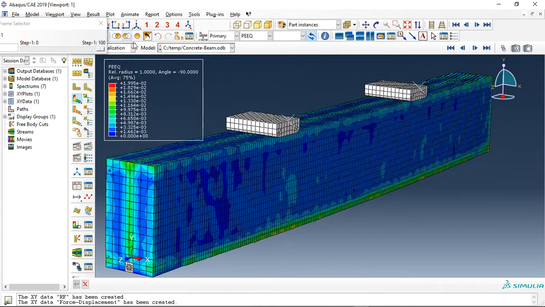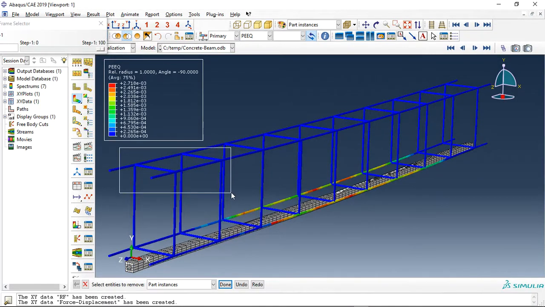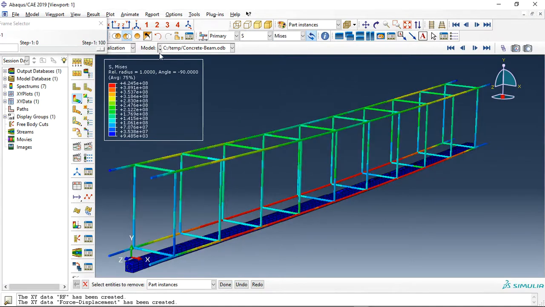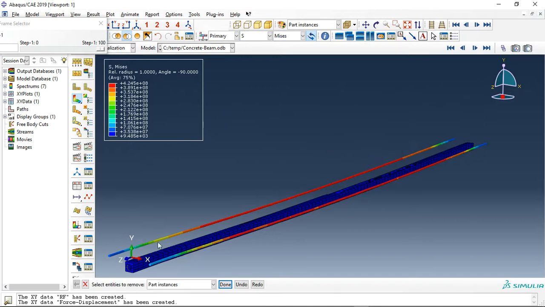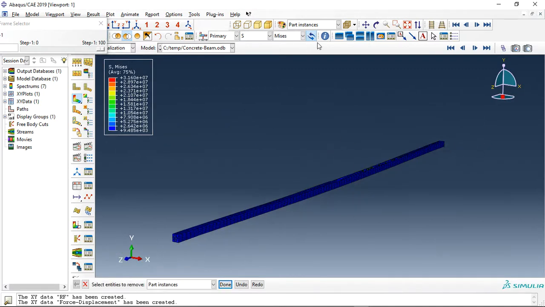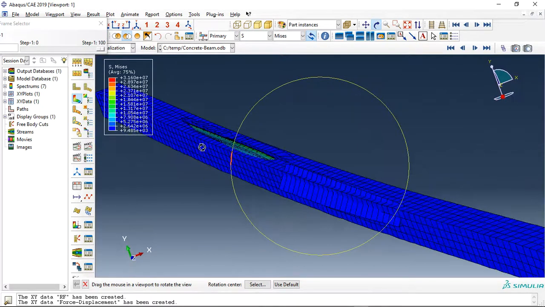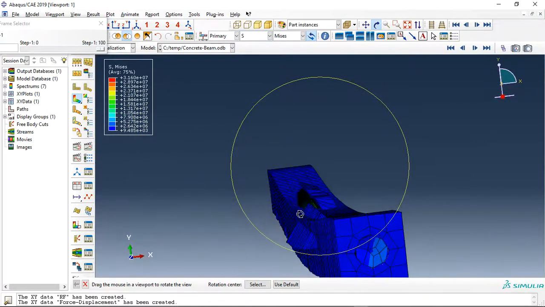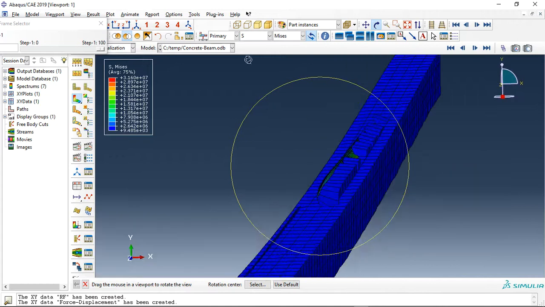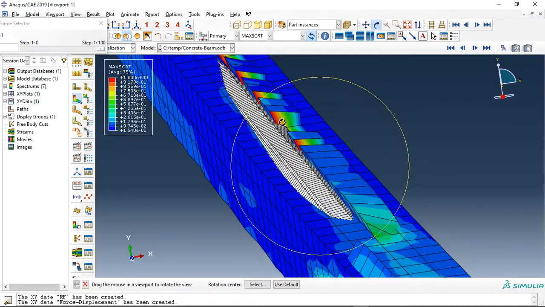And now let me remove all parts except the CFRP and epoxy glue. Okay, this is the stress, and you can see the deformation of the epoxy, and it is removed from the simulation because of the damage which we define. See here, this is the damage zone, and we can check it with this option here. This is the CFRP and this is the epoxy glue which is failed.